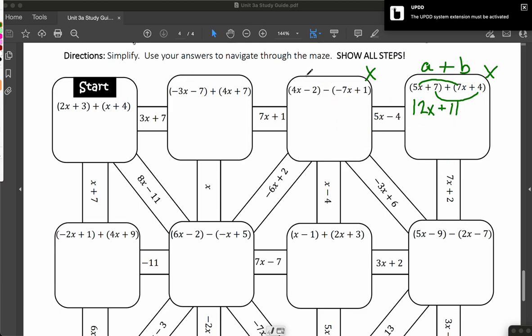Subtraction is a little different. You still do keep, change, opposite, but instead of just changing one number, you change the entire thing because that second term is what we're thinking of as one number. Okay, so we have 4x minus 2, change it to addition. Take the opposite of negative 7, which is positive 7, and the opposite of positive 1, which is negative 1, and we're going to combine like terms to get 11x and negative 3.